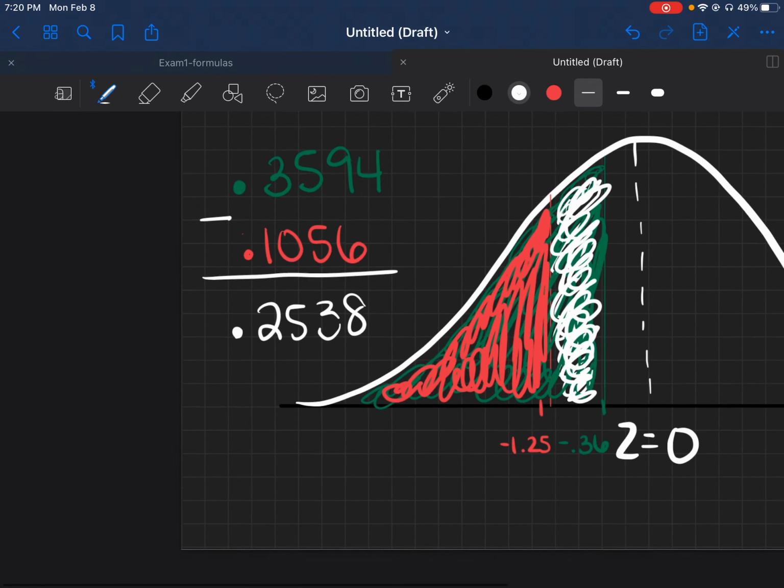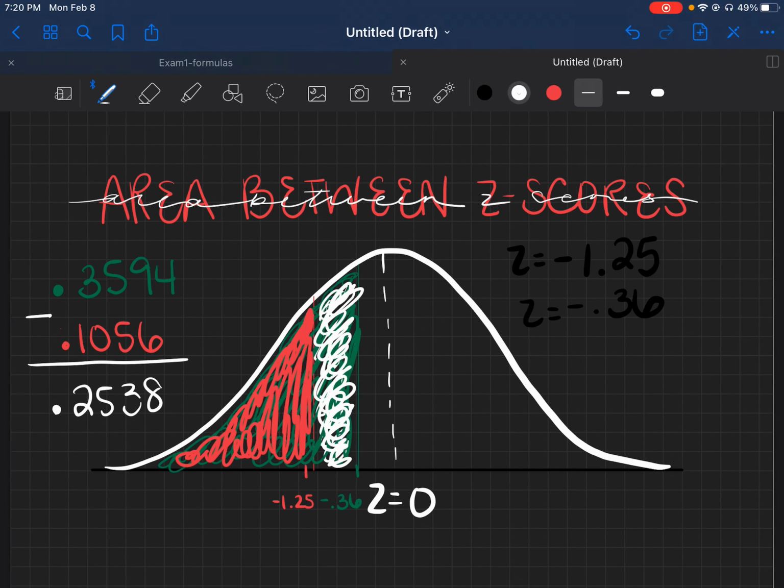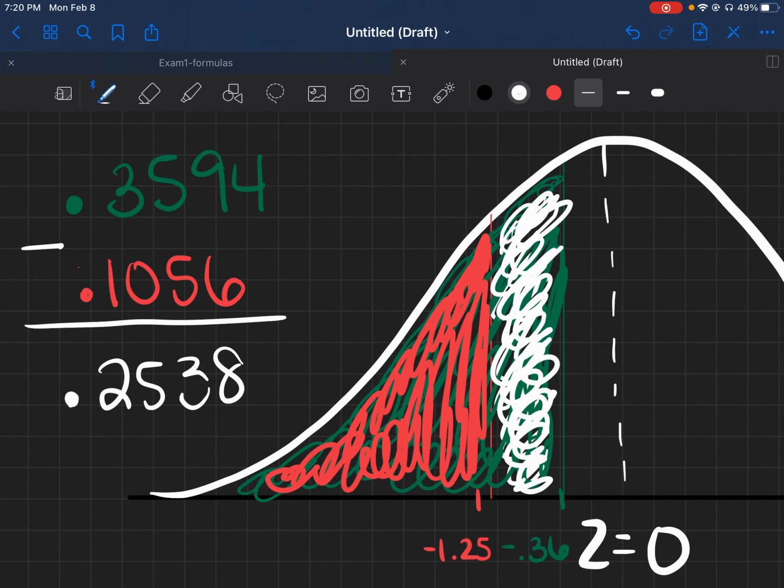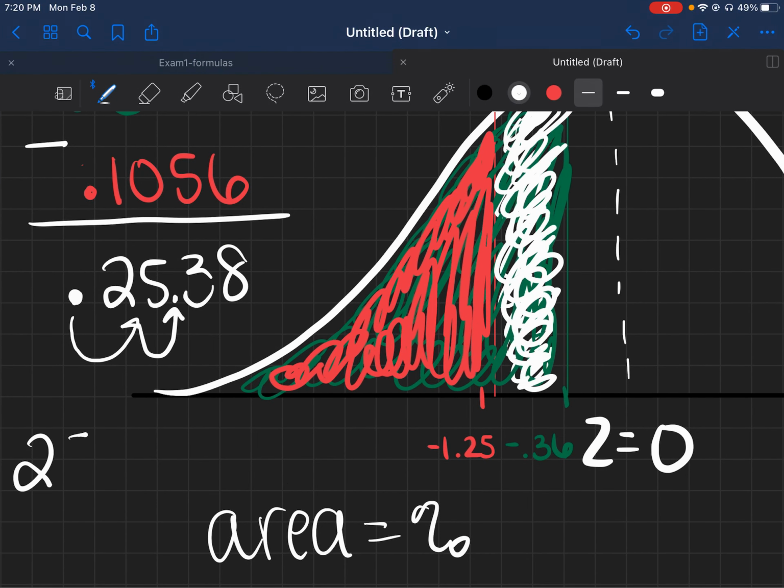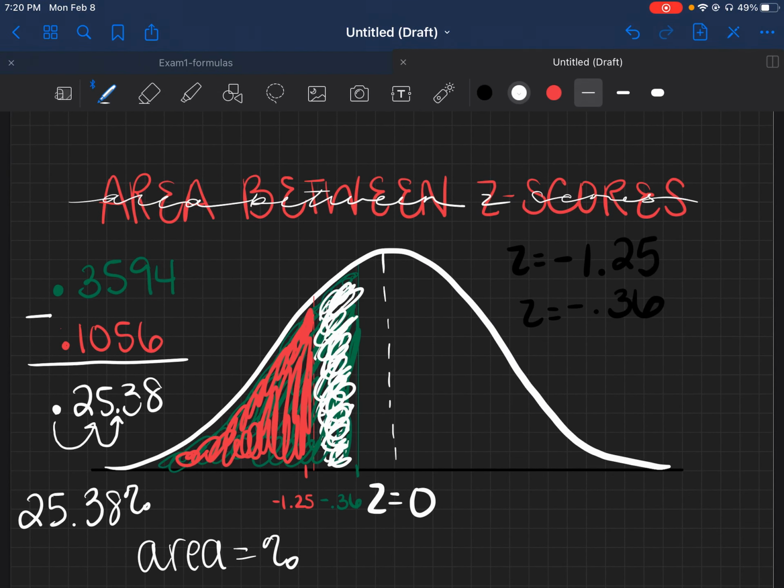Now, you might be asked sometimes for the percentage of area in between two z-scores. And remember that area equals percentage. So all we're going to do is convert this into a percent instead of a decimal. We're just going to move the decimal place over two spots, 25.38%. So 25.38% of the area of this distribution is between z equals -0.36 and z equals -1.25.